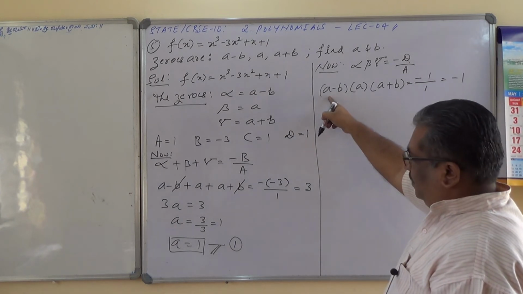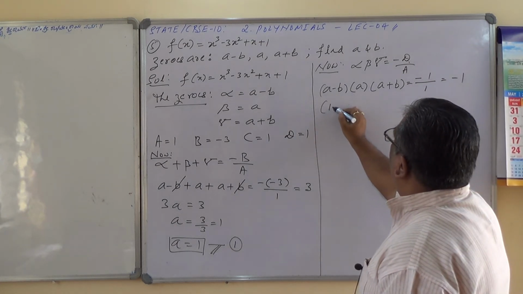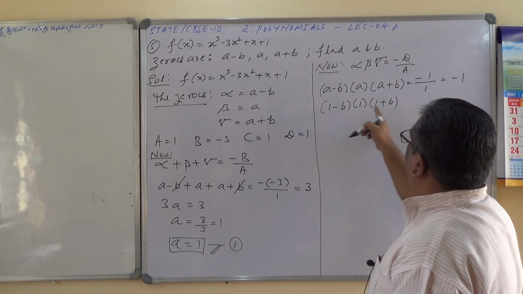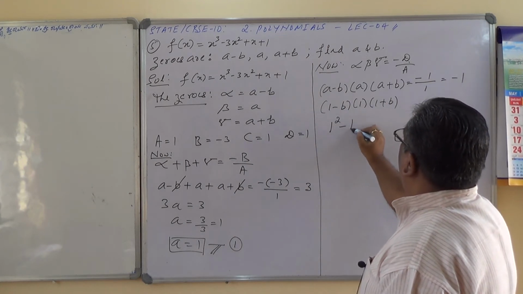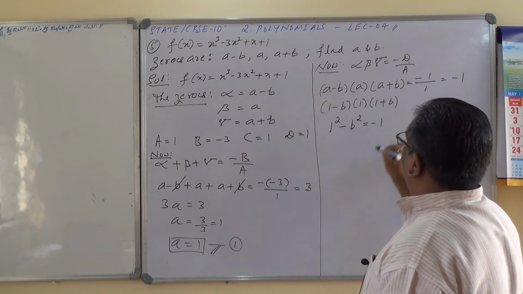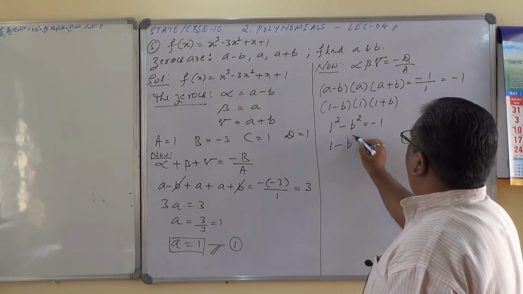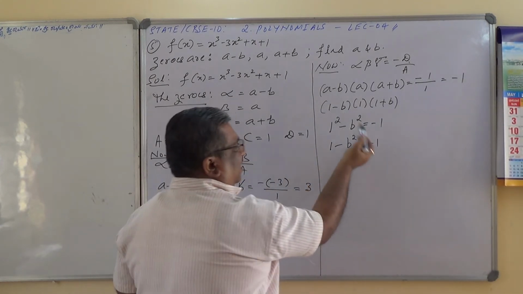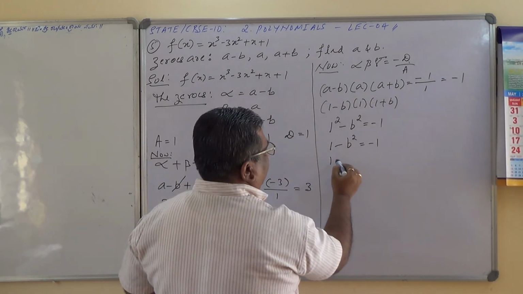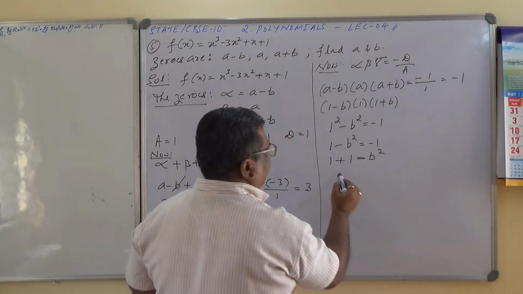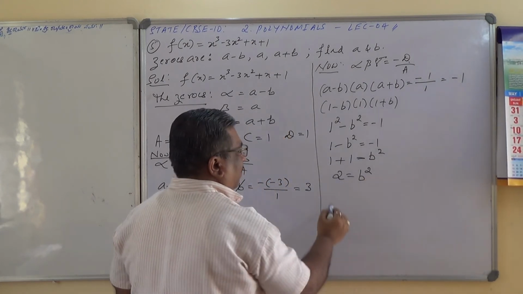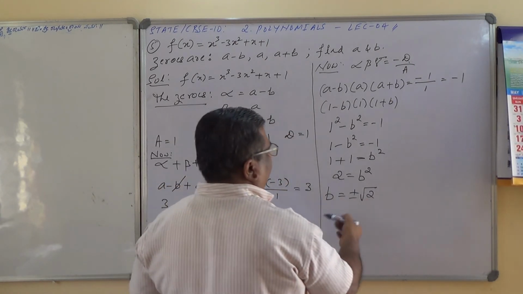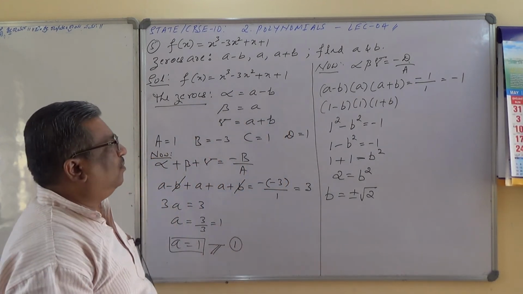Substitute the value here itself. a equals 1, so 1 minus b into 1 plus b is 1 square minus b square equals minus 1. This is 1 minus b square equals minus 1, isn't it? So now we'll see, this minus 1 comes this side, minus b square goes that side. 1 plus 1 equals b square. So 2 equals b square, or b equals plus or minus under root of 2. So I have got the value of b as plus or minus under root of 2.